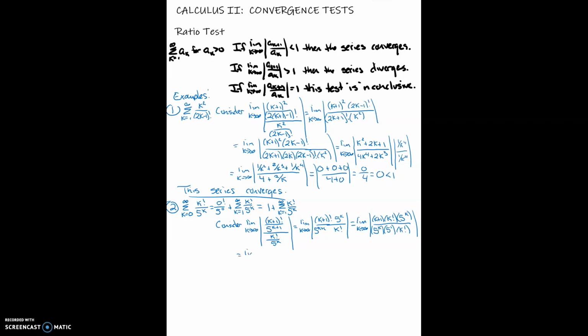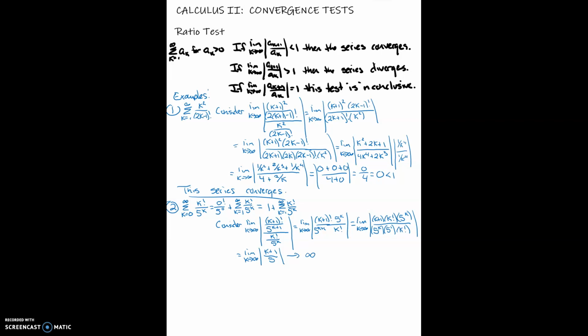So now we have the limit of the absolute value of (k plus 1) over 5. And I think we're about ready to take that limit. There's not a lot we can do with this. As k gets really large, k plus 1 also gets really large. So this whole thing goes to infinity.